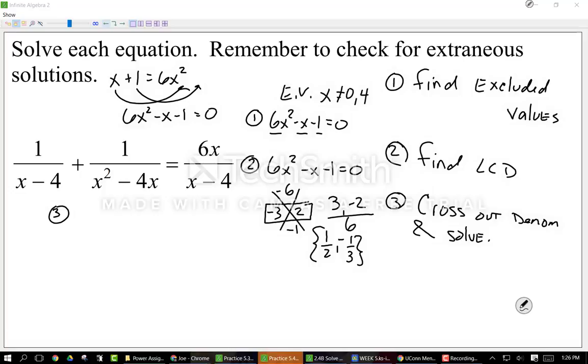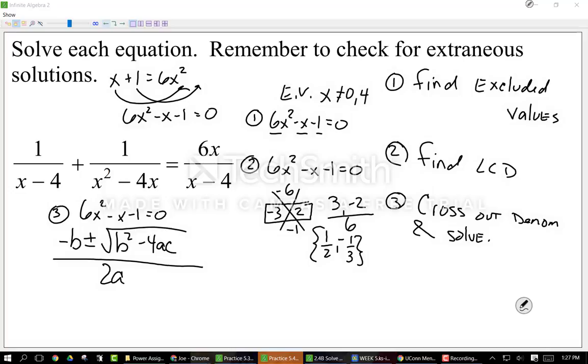We talked about the quadratic formula. So 6x squared minus x minus 1 equals 0. Quadratic formula: negative b plus or minus the square root of b squared minus 4ac, over 2a. Fill in numbers. So a is 6, b is negative 1, and c is also negative 1. So let's start filling it in.